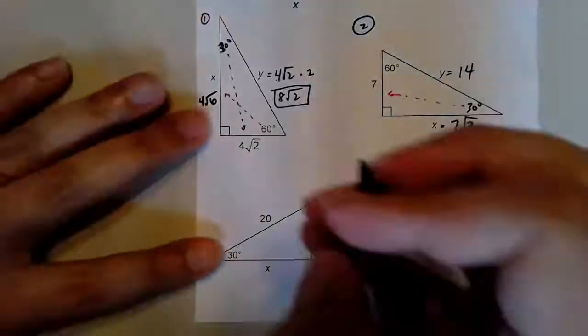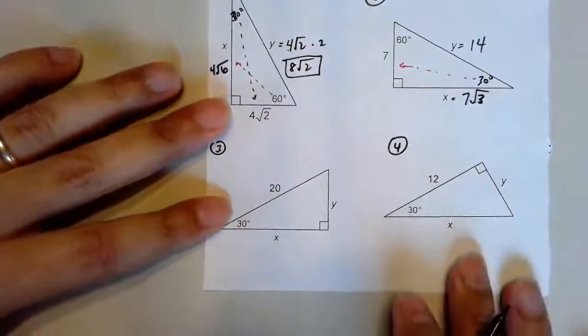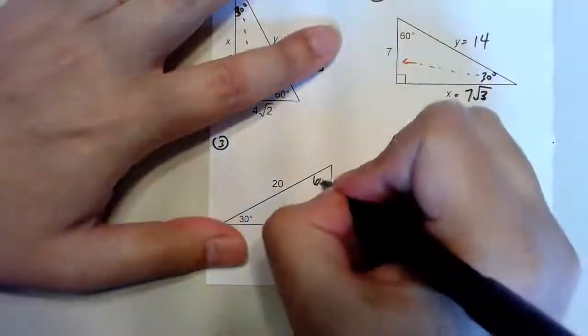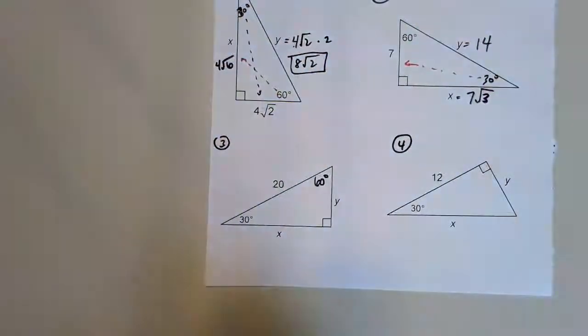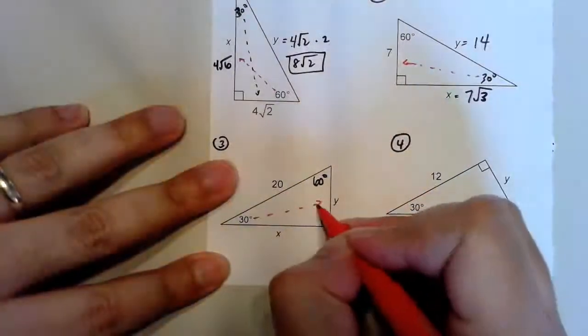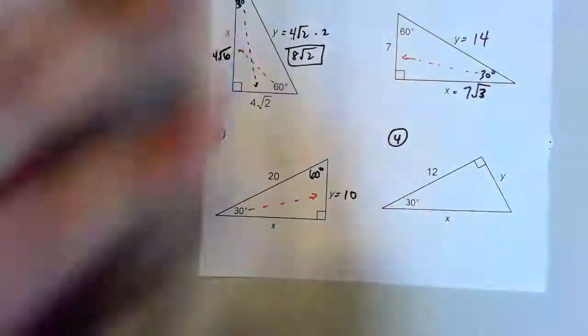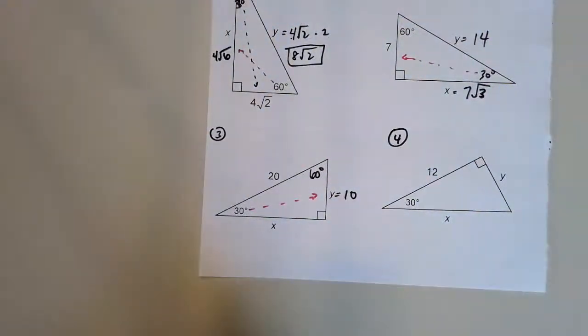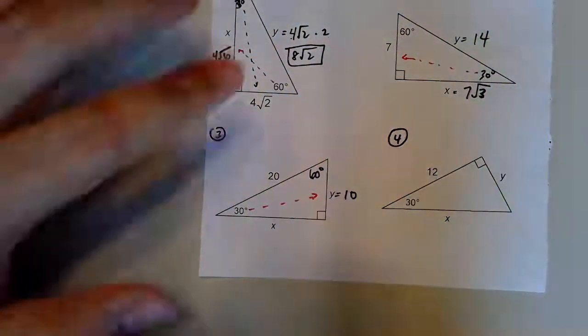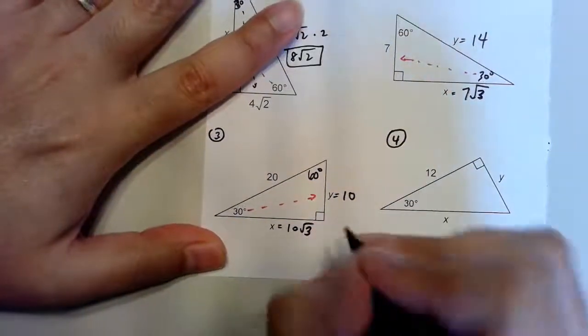Okay, number 3 and number 4 now. Number 3. Okay, so this is 60. Now they give us the hypotenuse. Well, the hypotenuse, we know that the shorter leg is half of the hypotenuse. Shorter leg, that means that has to be 10. And we know that the shorter leg times the square root of 3 is the longer leg. Done.